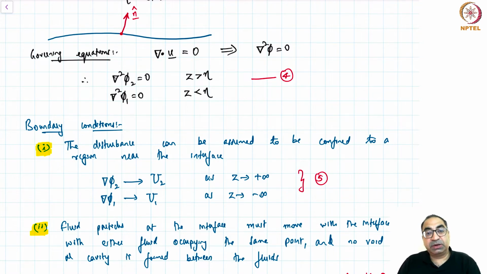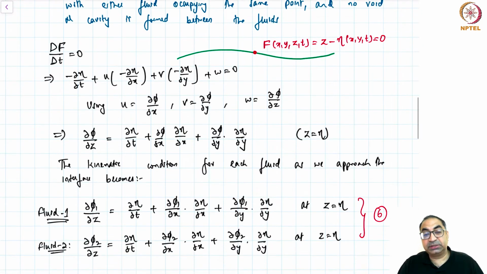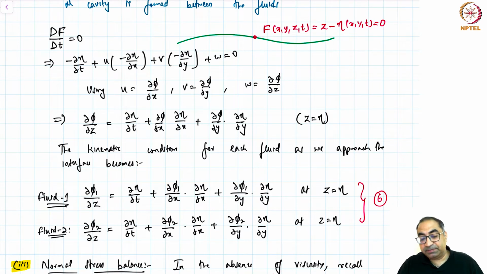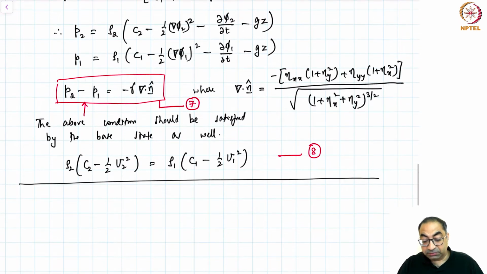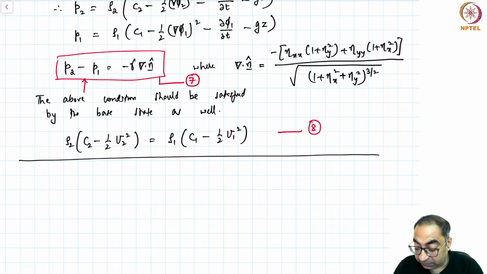So we write down the boundary conditions that are relevant. If you go far away from the interface, meaning go off to infinity, then you would recover the uniform free stream in the far field. That's the first condition. Then we had the kinematic condition. And finally, we wrote down the normal stress balance where surface tension gamma also enters the discussion. So we will now continue from where we left off.